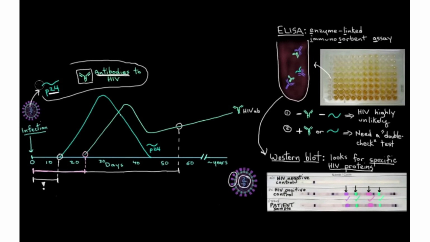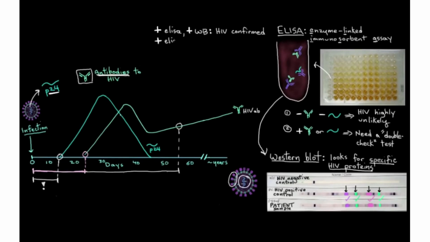And so bringing it back to overall diagnosis. So if you have a positive ELISA and a positive Western blot, then a diagnosis of HIV is confirmed. There's a 99.99% chance that you do have an HIV infection. But if your ELISA was positive and your Western blot was negative, then the ELISA, at least for HIV, was a false positive. So there's a super high likelihood that you don't have HIV.